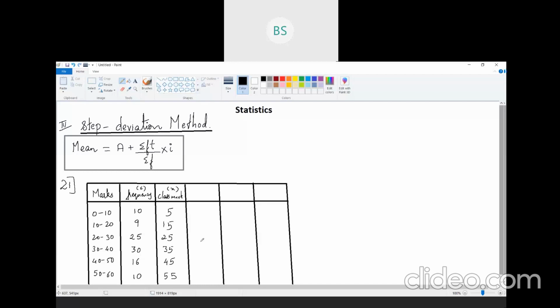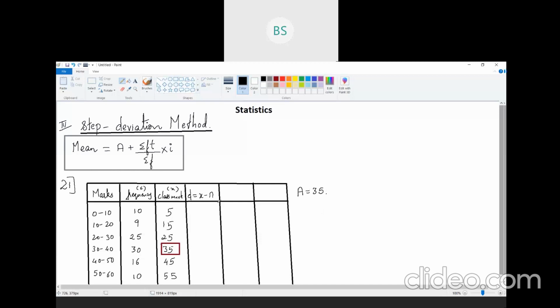Okay, so once we finish with this, we have to assume mean. Now here again it is even number, so I can take either 25 or 35. Now here I will go for assumed mean as 35. Okay. So now A is equal to 35. Similarly, how we do in shortcut method, first I have to find out deviation, that is x minus A.